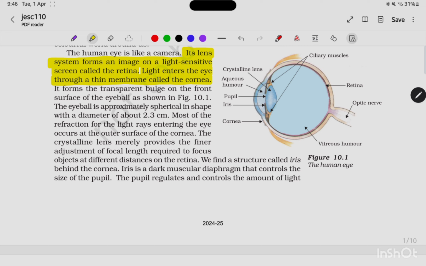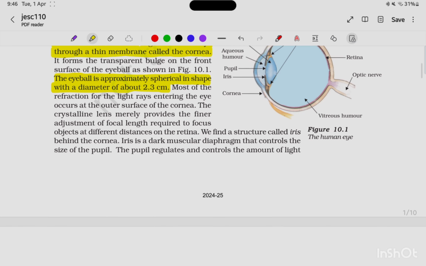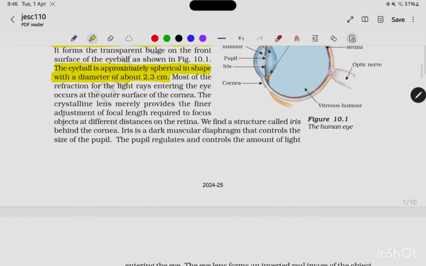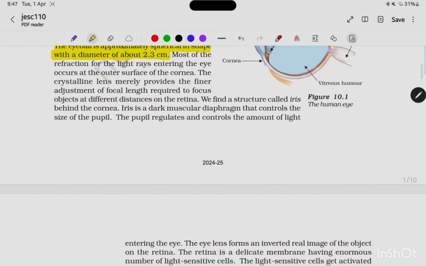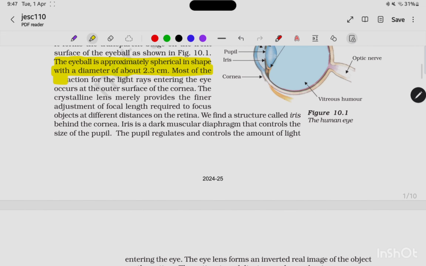The eyeball is approximately spherical in shape with a diameter of about 2.3 centimeters. Most of the refraction of light rays entering the eye occurs at the outer surface of the cornea. The crystalline lens merely provides the finer adjustment of focal length required to focus objects at different distances on the retina.